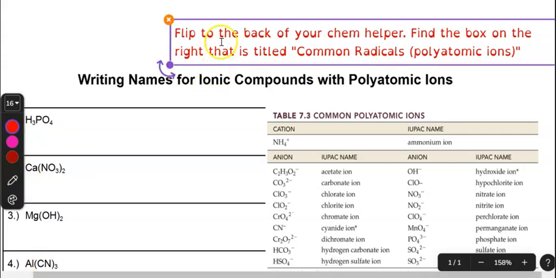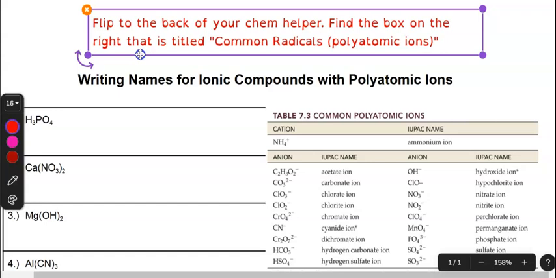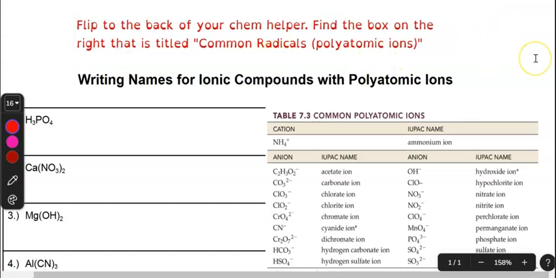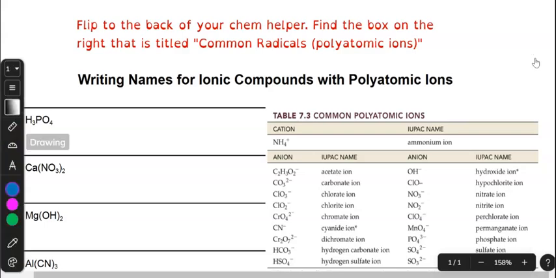Greetings, chemistry students, and today we are writing names for ionic compounds that contain polyatomic ions. Recall from when we looked at types of compounds that we were looking at some polyatomic ions. You can find the polyatomic ions that we're using in this class at the back of your chem helper. And so that's the little reminder that I have written for you at the top of our page right here.